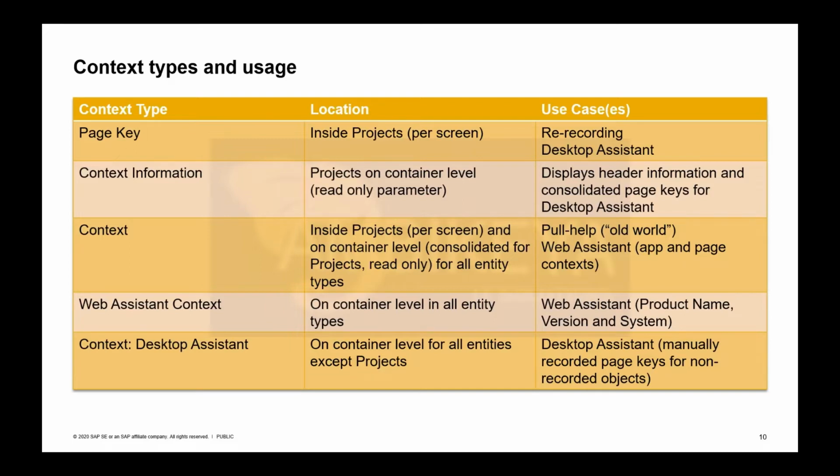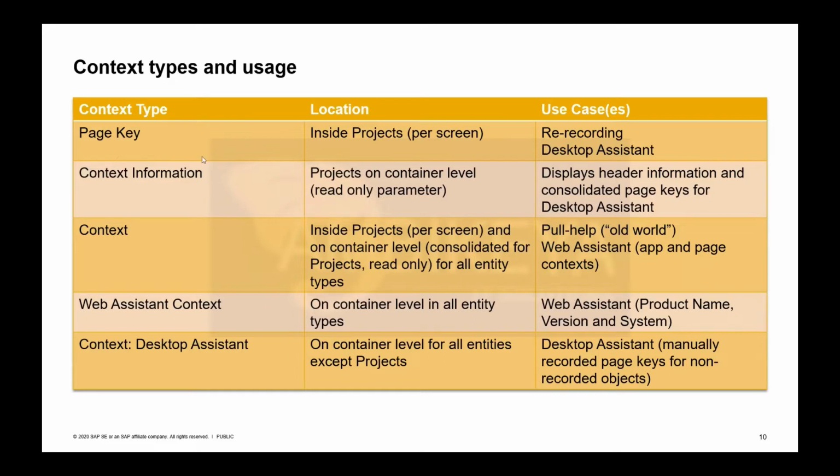And the page key is not on position 1 by chance, it's just there because it's the most important context parameter from desktop assistant's perspective, at least. Yeah? This is where the value is generated.